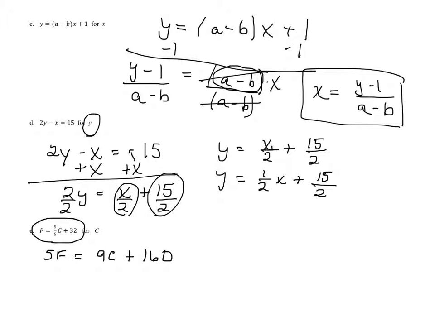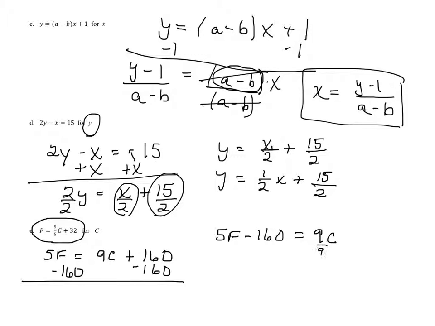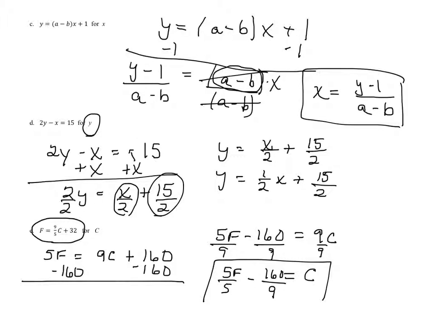Then we're going to subtract 160 from both sides because we want to get c by itself. So it'll be 5f minus 160 is equal to 9c, and then we're just going to divide everything through by 9 individually like we did before. So c is equal to 5f over 9 minus 160 over 9. And we're done with that piece.